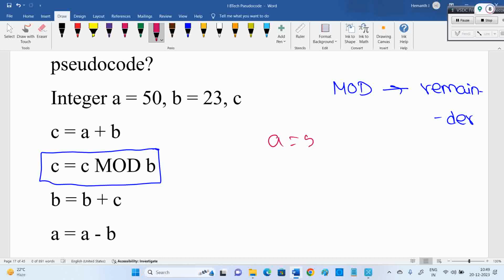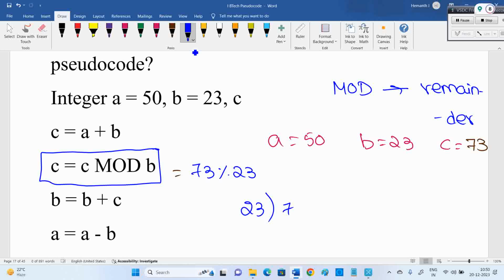A is initially 50, B is 23, and C is not declared. Now C is updated. C equal to A plus B means C is 73. Now the A, B, C values will be updated, so write A, B, C, then keep changing those values whenever there is an update. Now C equal to A plus B is done. Next is C equal to C mod B, which means we have to divide 73 by 23. What is the remainder? 23 times 3 is 69. The remainder is nothing but 4.